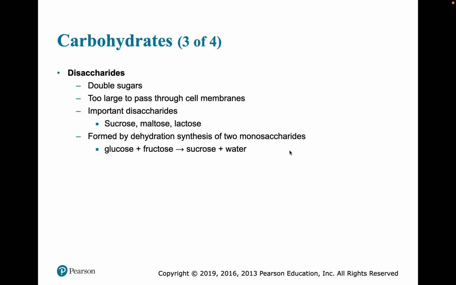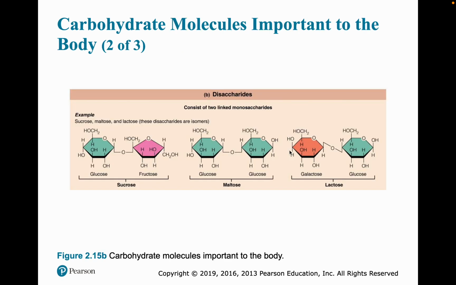They are formed by dehydration synthesis of 2 monosaccharides. Sucrose, again, table sugar. We can use hydrolysis to break the glucose away from the fructose. Maltose is two glucoses. This is what we have in seeds that are sprouting, and lactose is found in milk.